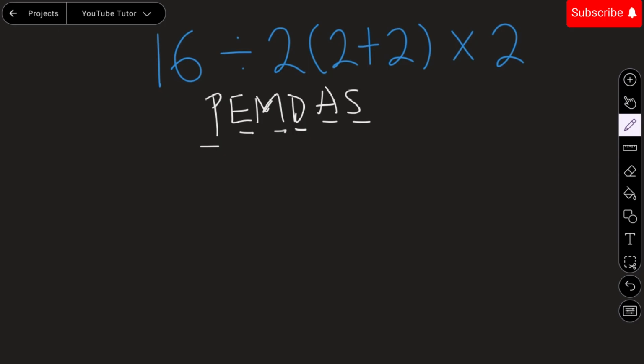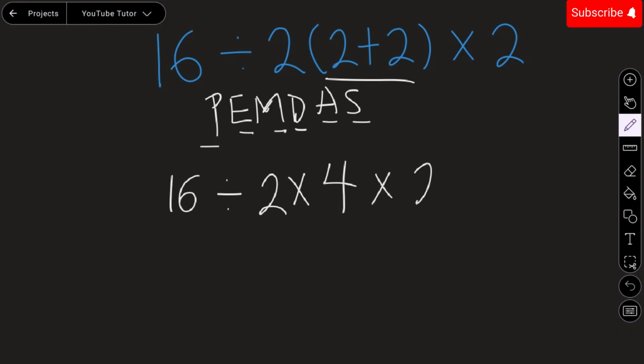So when we are dealing with parenthesis first, we take this one. Now we have 2 plus 2, which gives us 4. Since we have 4, we are just going to do this and rewrite our expression as such. Now we are solving from left to right.